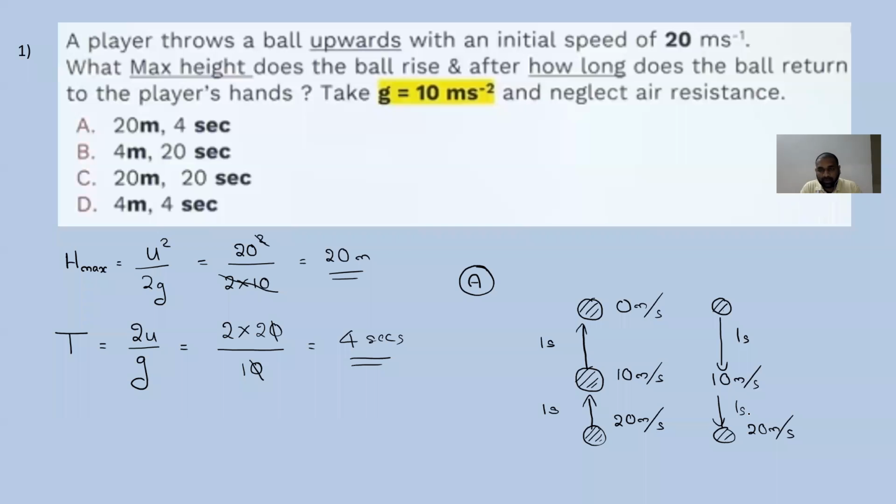So there is symmetry in vertical motion. We have discussed it in our lecture. At the same level, whatever the velocity is when it is going up, the same will be when it comes back. So if 20 meters per second is the throwing speed, then just before reaching the hand or the ground, the velocity is going to be 20 meters per second. If we add them, 1, 2, 3, 4, time of flight is equal to 4 seconds. In this way also we can see it.